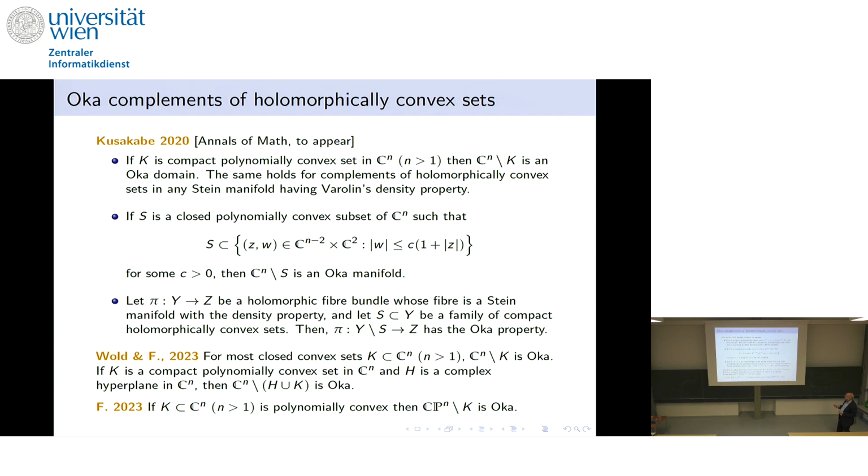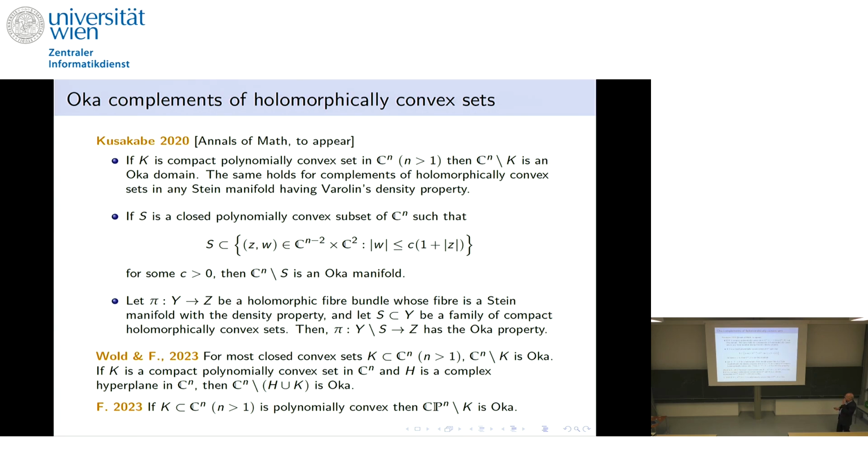And the second variable should be less or equal than some positive constant times 1 plus the first variable. So it's a kind of conical region in which this lies. Then it turns out that the complement is again an Oka manifold, with a little bit of similar proof, but using his characterization. And here is a further generalization.